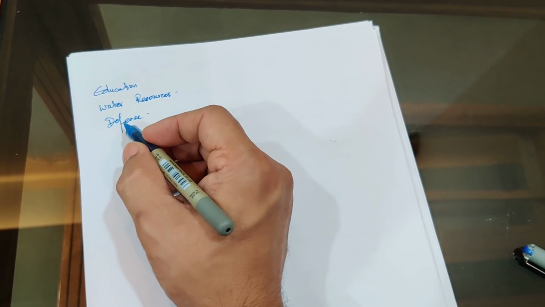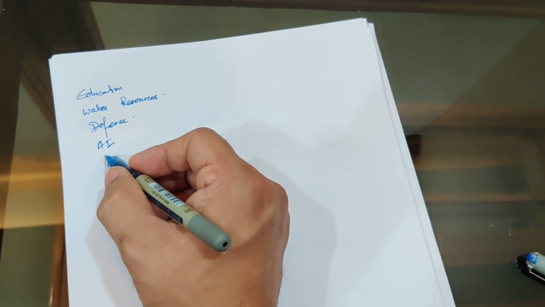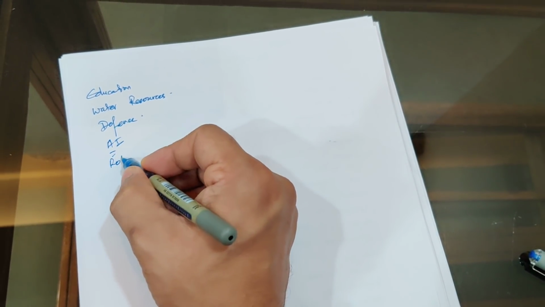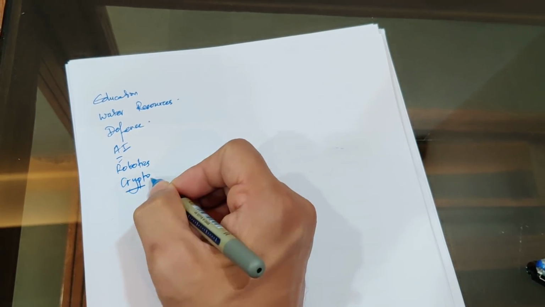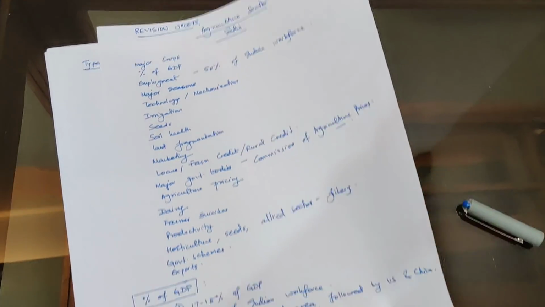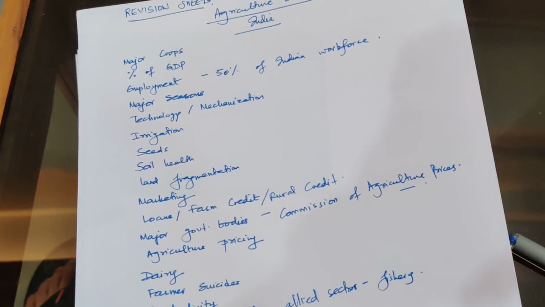Defense, some major things like AI, robotics, crypto. These will be very short, so you can understand and get the main ideas about these, and these data sheets will really help you for the mains exam as well as for the prelims exam for sure.